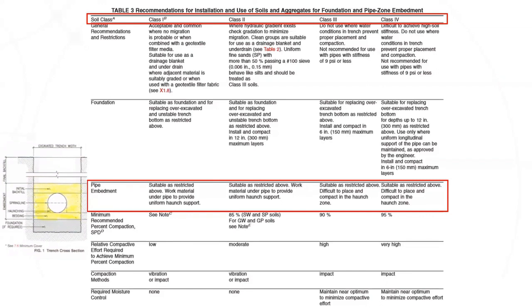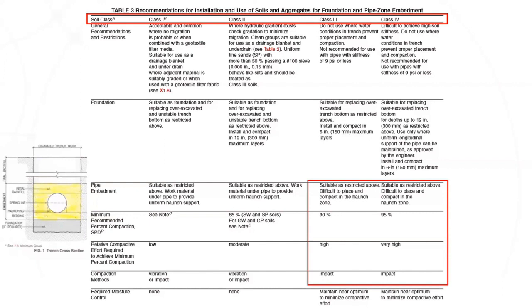Kind of interesting. I'll tell you why it's difficult to place, because this is where we come in, right here. The recommended percent of compaction on class 3 and class 4 are 90% and 95%. Regarding the relative compactive effort required to achieve minimum percent compaction, in class 3 the effort required is high, and in class 4 the effort required is very high. The compaction method it's recommending is impact compaction. If you know anything about impact compaction, as you go in here and start trying to compact, especially under the haunches of these flexible materials, it's so difficult to work there, and I'll show you why.